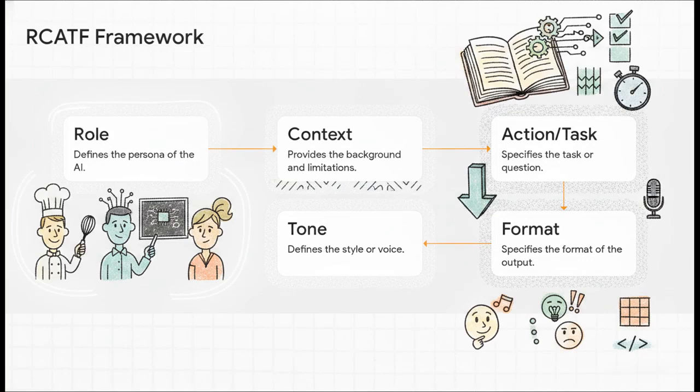So here is your simple step-by-step guide to the RCATF acronym. Step 1 is role. You've got to define the AI's persona. Are they a senior developer, a strict teacher? Step 2 is context. Give the AI the necessary background information and set some strict limits. Step 3 is action. This is your verb, the specific task you want completed. Step 4 is format. Tell the AI exactly how the output should look. Do you want a table, a numbered list, code blocks? And finally, step 5 is tone. Set the emotional style or voice of the response.